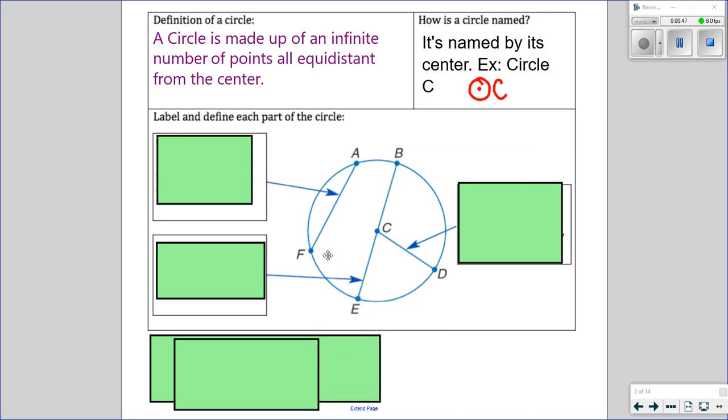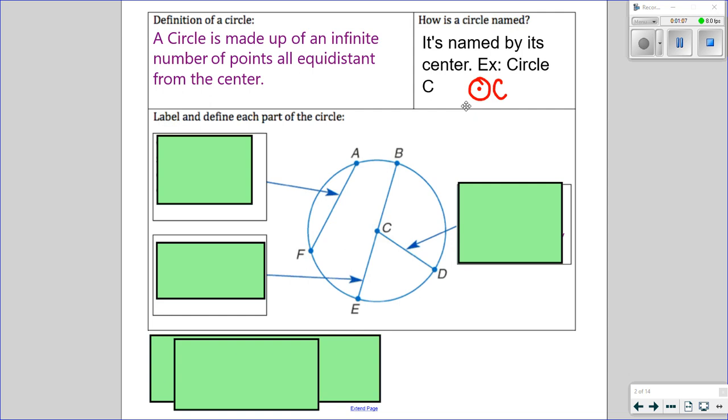So we have an example of a circle down below, and the center of the circle is C, so we call it circle C. Or you can draw that little notation that looks like an eye, a little dot on it, and then put the letter C. So either way represents circle.